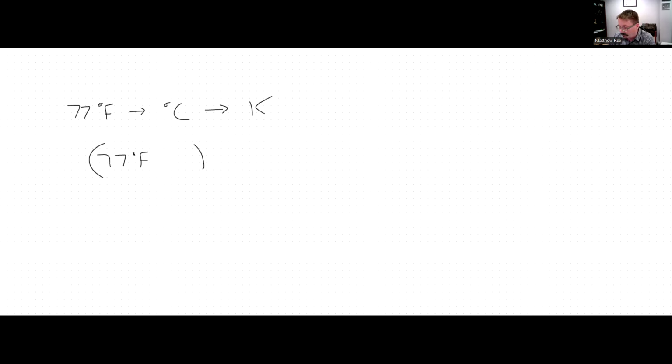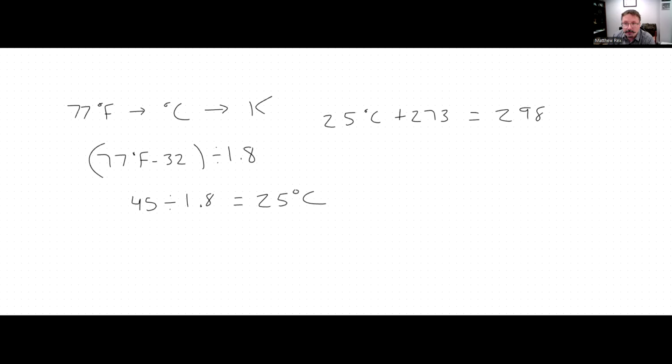So if I remembered that 32 degrees Fahrenheit is 0 degrees Celsius, that'll make sure I do this in the correct order. So first I'm going to subtract 32 from that, then divide that number by 1.8. So 77 minus 32 gives me 45, and 45 divided by 1.8 gives me 25 degrees Celsius. And then to go from Celsius to Kelvin, I would add 273 or 273.15 if you want. But based on your answers, you're going to arrive at that one right there, answer C.